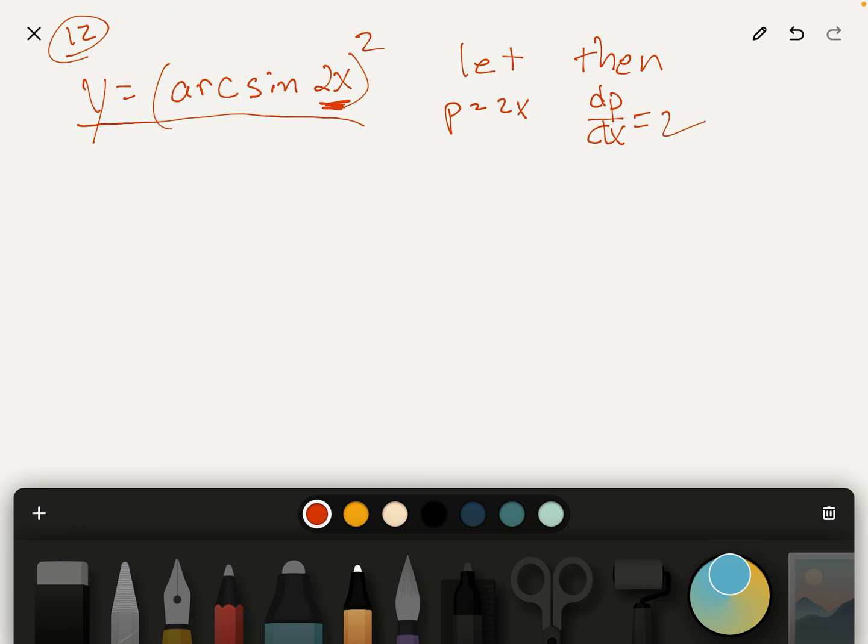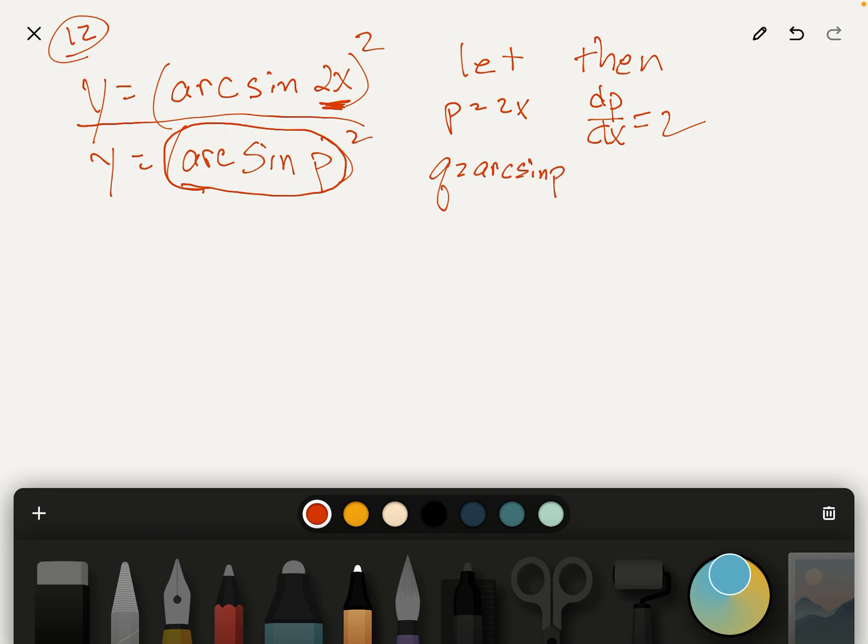So far, so good. Now we're going to rewrite our equation just so we don't get mixed up. Y now equals arcsine of p squared. So the function we want to work on now is arcsine of p. So we're going to let q equal arcsine of p. And I had to look this up, as you might imagine. I don't know what the derivative of arcsine of p is, but dq dp, it turns out, is 1 over the square root of 1 minus p squared.